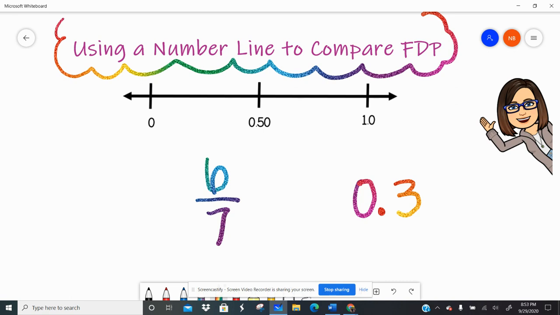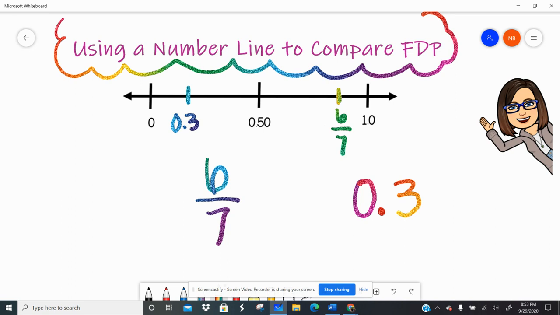Let's use what I know about numbers. Well, if I have 6 out of 7, that means I have a lot. I'm kind of close to having a whole thing, right? So I'm going to put 6/7 down here by the 1. Because if I have 6 out of 7 things, I almost have 7 out of 7, which would be 1 whole. And 3/10, well, that's not a very big number, right? I know that's going to be on the left over here somewhere of that 1/2 marker.